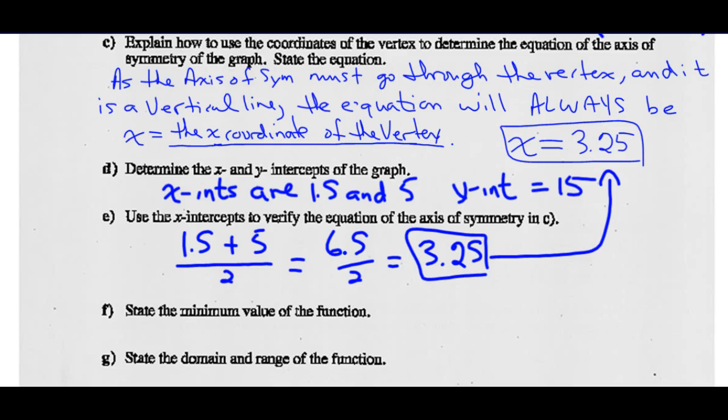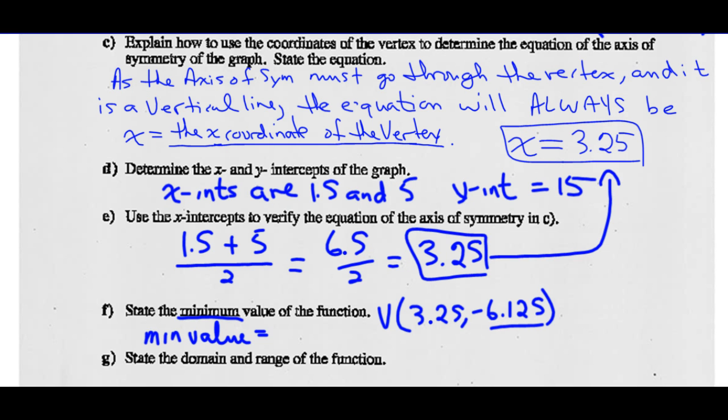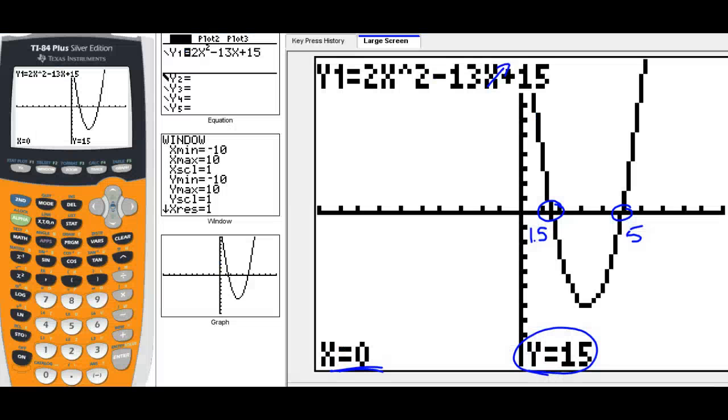Beautiful. State the minimum value of the function. So if we go back to the graph and look at the vertex, we know the coordinates of the vertex were at 3.25 and negative 6.125. Well, the minimum value is the y-coordinate of the vertex. So that min value is equal to negative 6.125. Right? Look at the graph. This vertex occurred at negative 6.125. That's the lowest value on that graph.